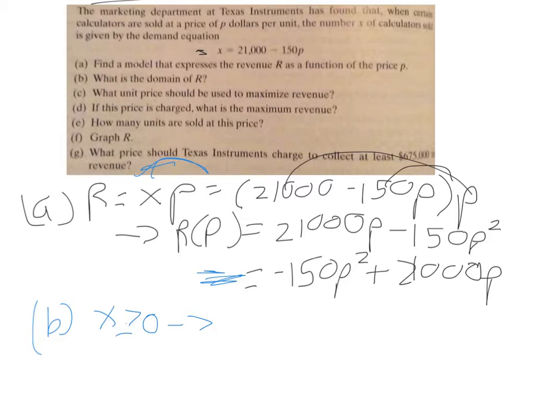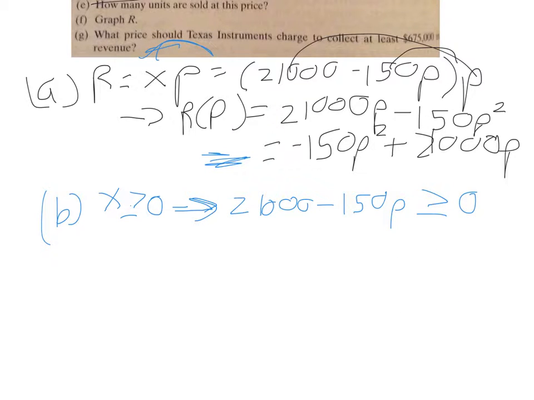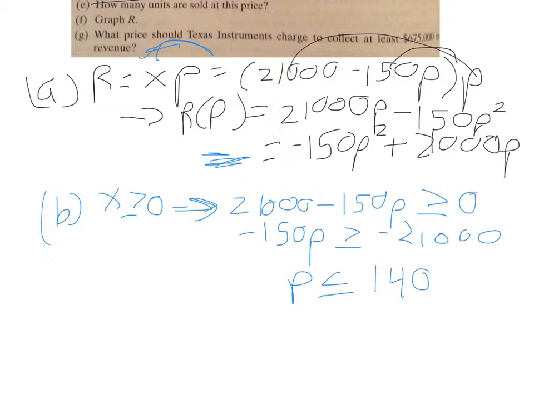So why don't we plug our formula in? Our 21,000 minus 150P is greater than or equal to 0. So if we go ahead and try to isolate the P term, we would have negative 150P is greater than or equal to negative 21,000. So the price must be less than or equal to $140.